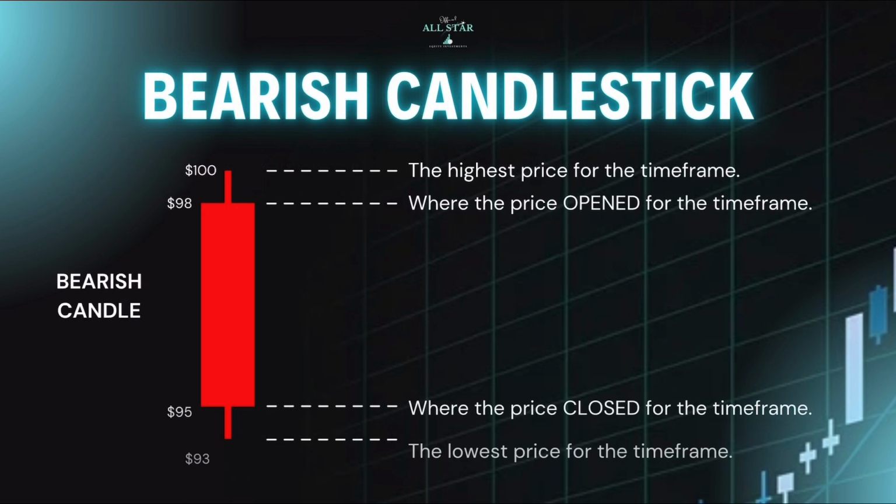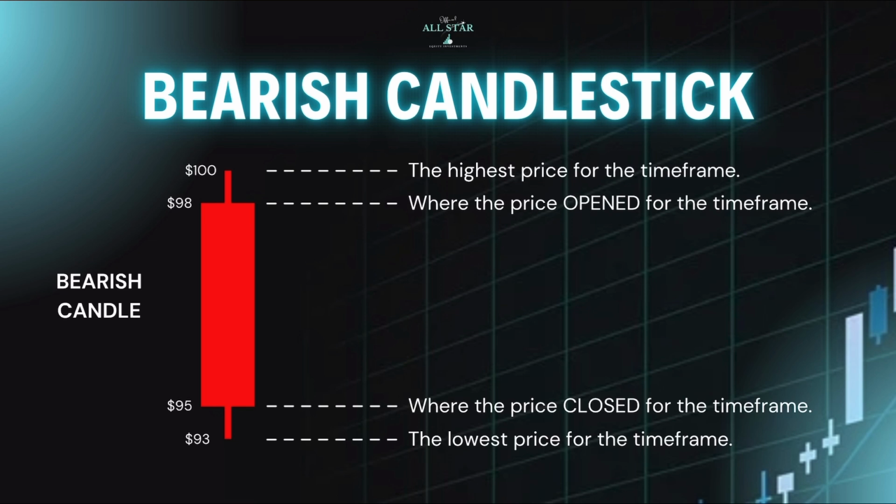So I want to start by going over the bearish candle as an example, and you can see I have an illustration here on the screen. Now it shows the $100, $98, $95, and $93 for this specific candle. Now at the $100 mark, that is going to be the highest price for the time frame. So you can see the wick at that high is going to be $100. Then we see the $98. This is where the price opened for the specific time frame. So whether that's the 2 minute, 5 minute, whatever it is. Then we go down to the 95. You can see $95 is going to be where the price closed for the time frame. And then last but not least, the end of the wick, that $93, that's the lowest price for the time frame.